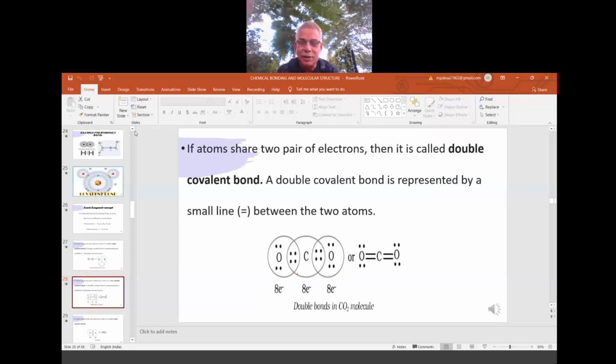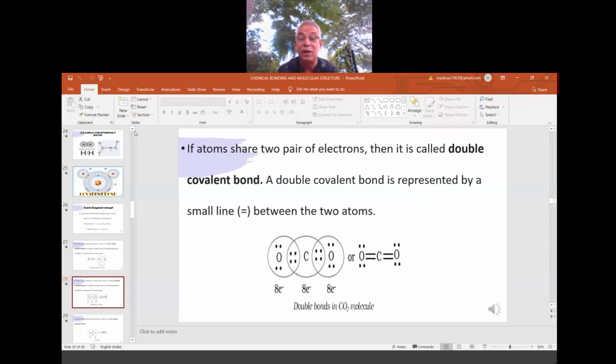Same thing is there in the case of oxygen also. If you want to draw the structure of the oxygen molecule, it is O double bond O, because oxygen is 2,6 and wants 2 electrons. That's why 2 pairs of electrons are shared between 2 oxygen atoms in O2, and in CO2 the same thing happens: on the left hand and on the right also, 2 pairs of electrons are shared.